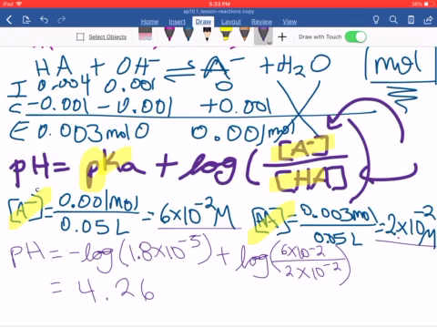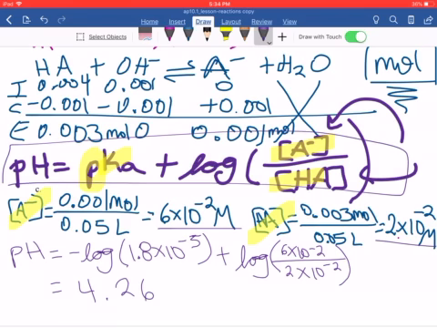The important thing here for the Henderson-Hasselbalch equation is that because it is a weak acid and a conjugate of a weak acid, we can use the Henderson-Hasselbalch equation to make our lives simpler. This equation is extremely important when we have buffer solutions, so a weak acid with a conjugate base.